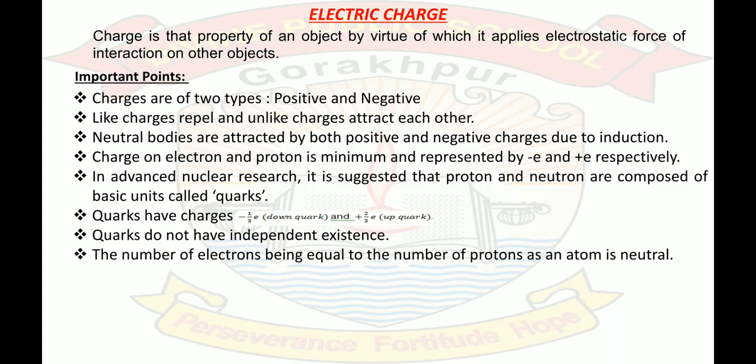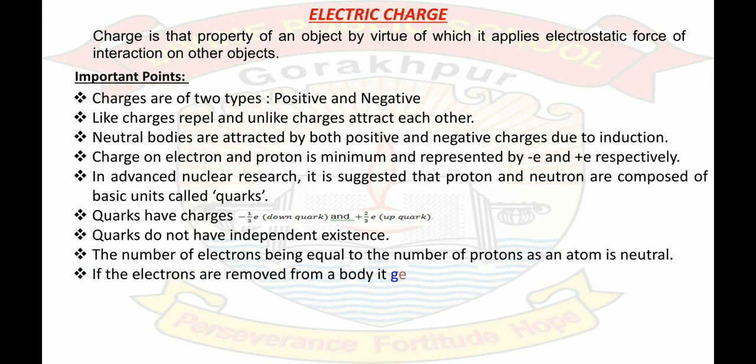Suppose we talk about oxygen. The atomic number of oxygen is 8. That means it has 8 protons and 8 electrons. The total charge of 8 protons is 8e, and the total charge of 8 electrons is minus 8e. When we add them up, the total charge becomes 0. Then the atom of oxygen is neutral. Now let us move ahead.